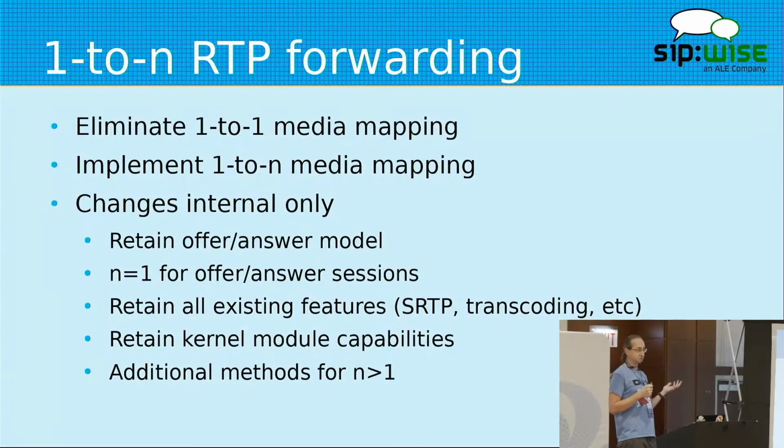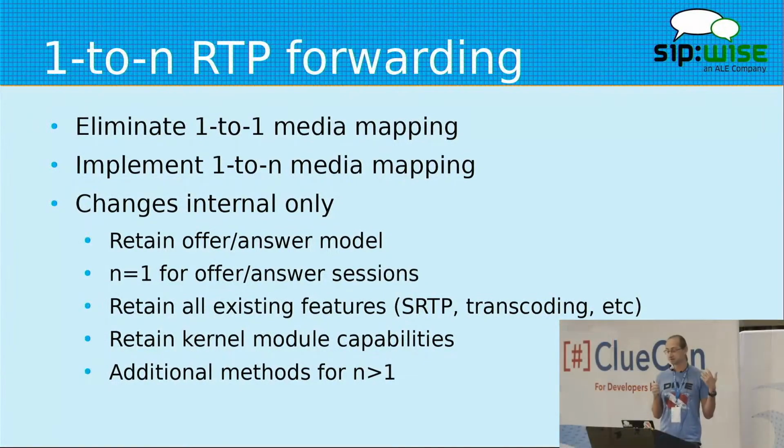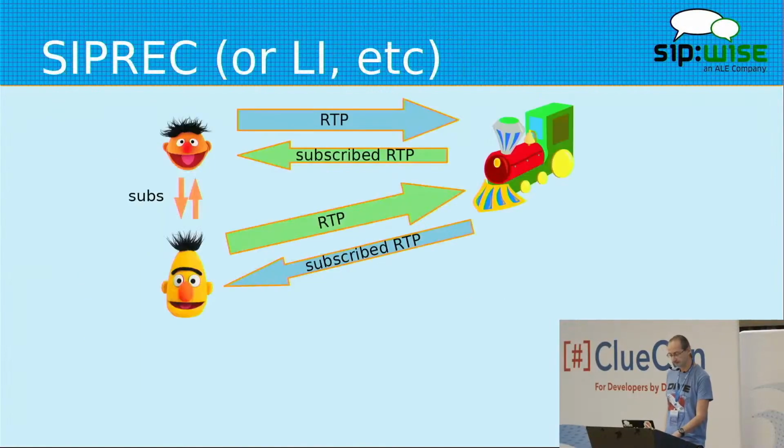We also wanted to retain all the existing features, SRTP, transcoding, and especially the kernel module also needs to support this new one-to-n media mapping. And then to support the new features, Siprec and SFU, we had to implement additional methods other than offer/answer to support media mapping with n greater than 1.